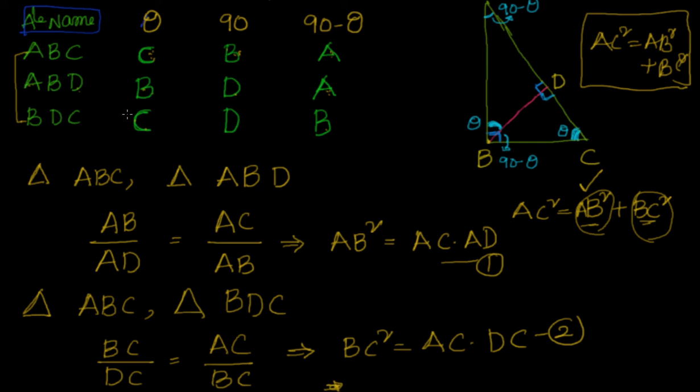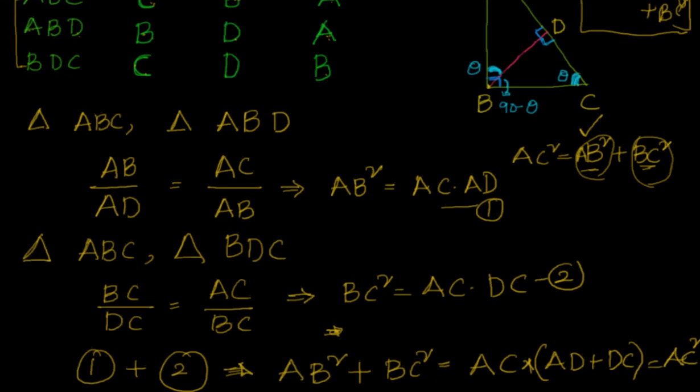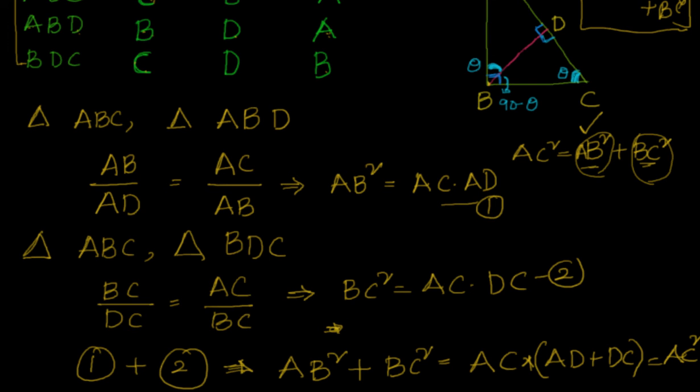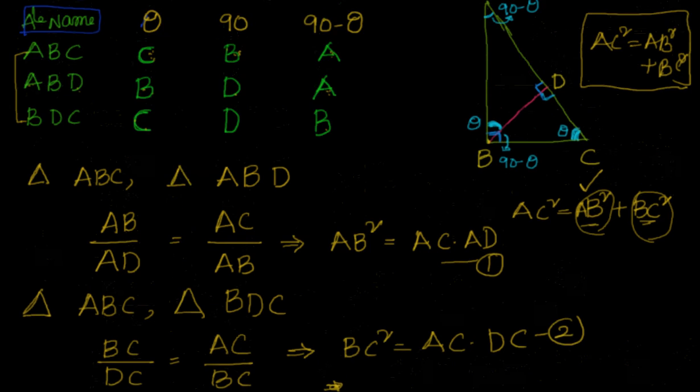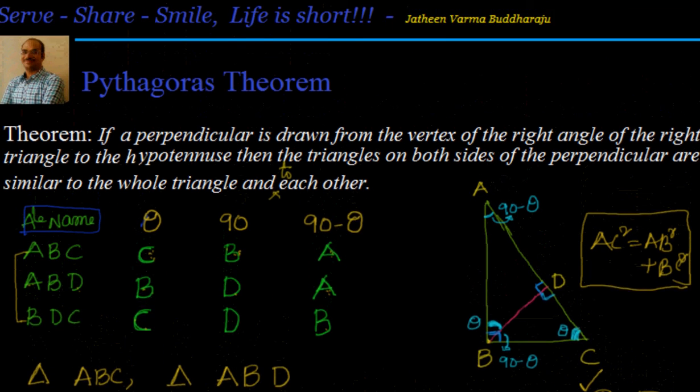Similarly, if I take ABC and BDC, I want BC now. So I can say BC by DC is equal to AC by BC. So both of them give me AB square equal to AC into AD and BC square equal to AC into DC. If you add them together, AB square plus BC square equals AC square, which is nothing but the Pythagoras theorem.